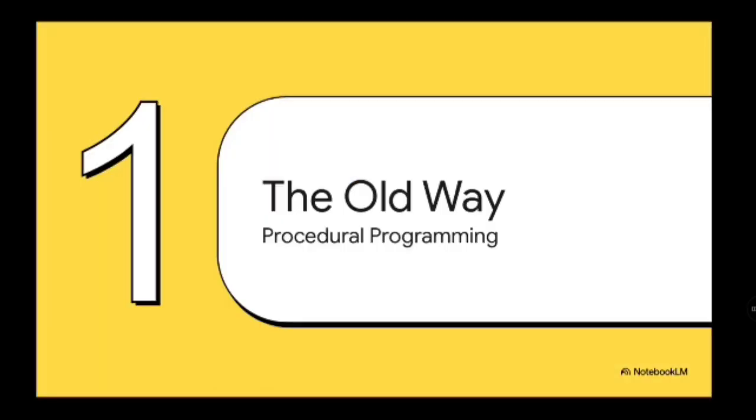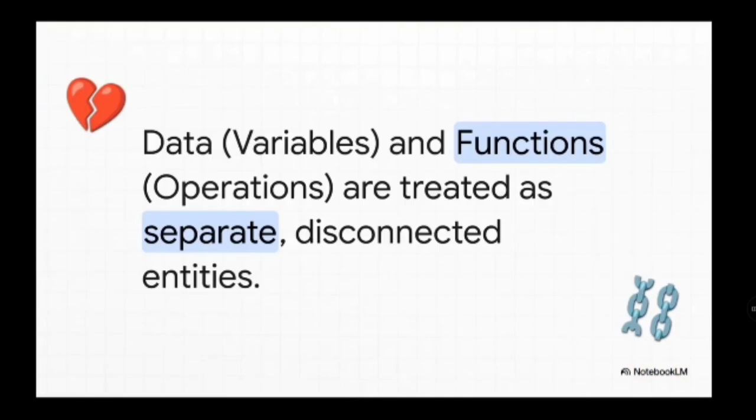So how did we end up with all this spaghetti in the first place? Well, it often came from an older, more traditional way of coding called procedural programming. See, in the procedural world, you basically have 2 completely separate concepts. You've got your data, which is just sitting there in a bunch of variables, and then way over here, you have your functions, which are designed to operate on that data. They are totally disconnected, living in different parts of your codebase.